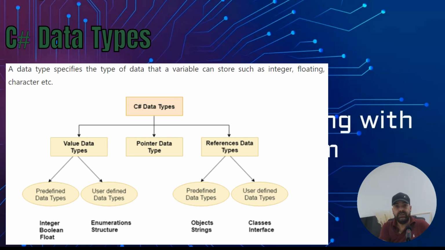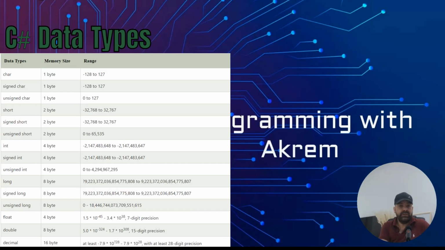C# data types. A data type specifies the type of data that a variable can store, such as integer, floating, character, etc. We have this figure of C# data types. It has value data type, pointer data type, and reference data type. Value data type has predefined data types and user-defined data types. It has integer, Boolean, float, and enumeration, structure. Predefined reference types are object and string, and user-defined types are class and interface. Memory size of a data type may change according to a 32 or 64-bit operating system.